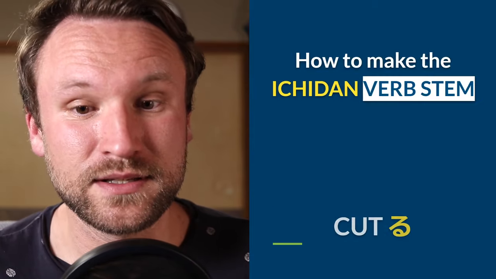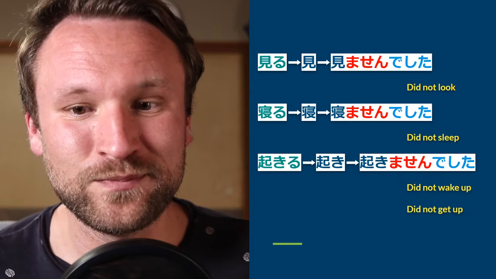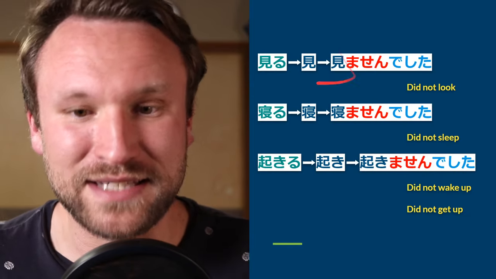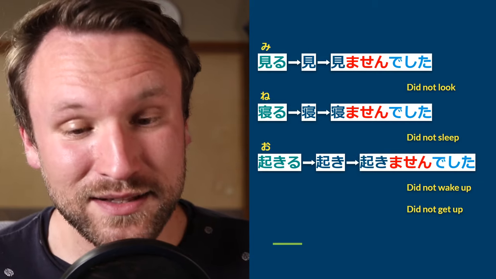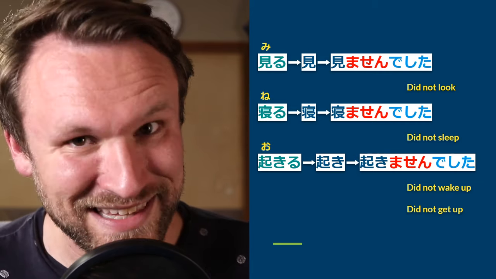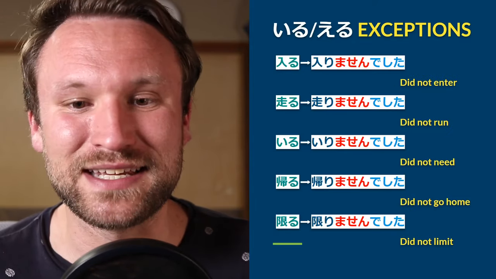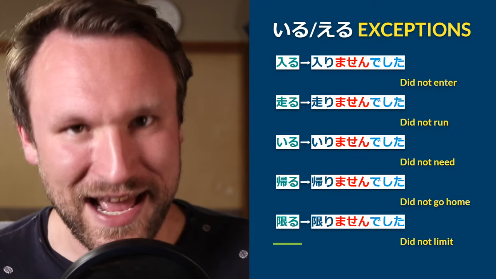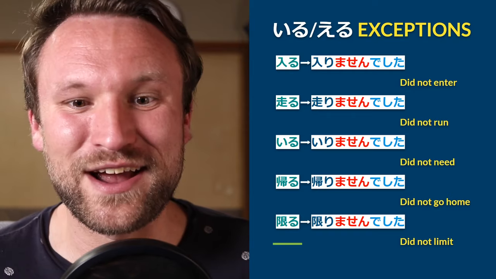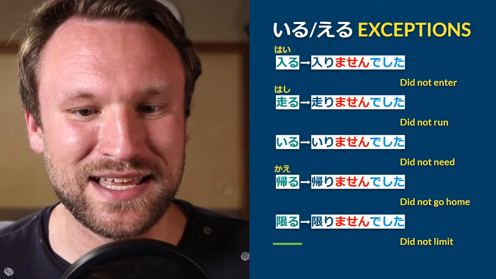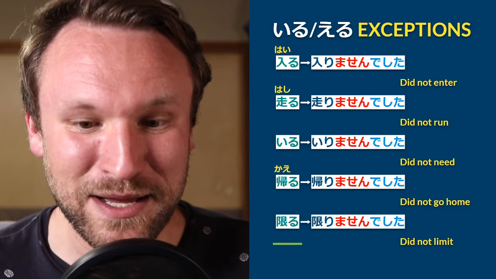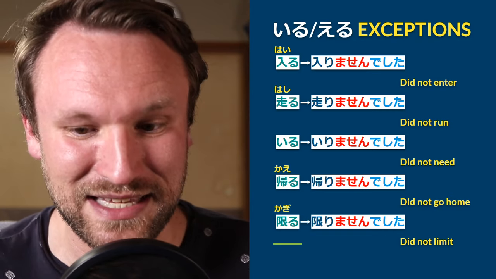Ichidan verbs, same thing, cut the ru and add masen deshita. Mimasen deshita, did not look. Nemasen deshita, did not sleep. Okimasen deshita, did not wake up or did not get up. The exceptions are exactly the same as before. They are exceptions. Hairimasen deshita, hashirimasen deshita, irimasen deshita, kairimasen deshita, kagirimasen deshita, did not limit.